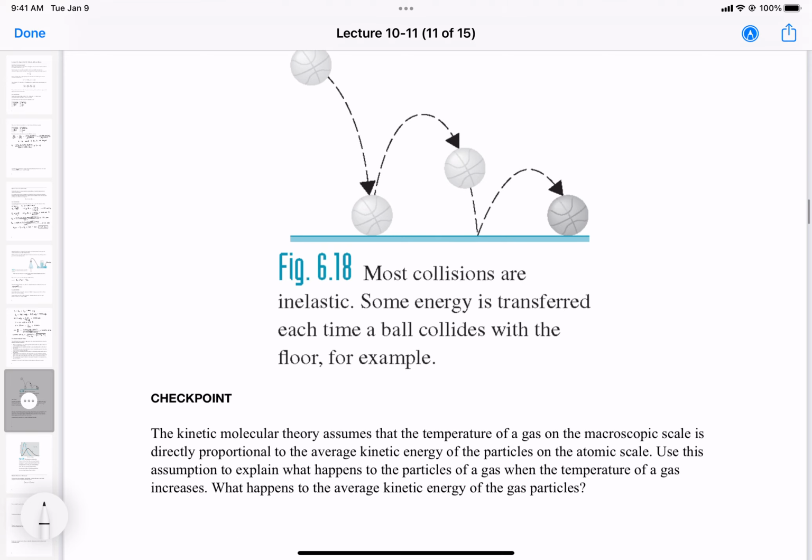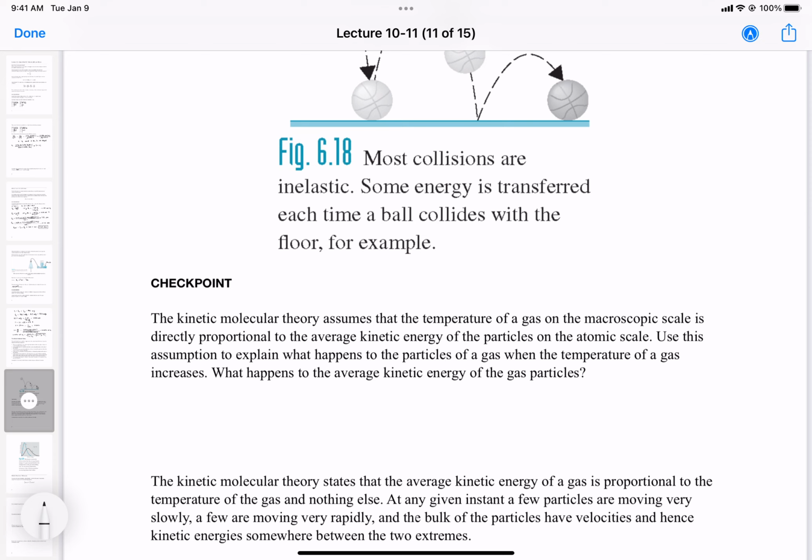Okay, so let's go over this checkpoint here. The kinetic molecular theory assumes the temperature of a gas on the macroscopic scale is directly proportional to the average kinetic energy of the particles on the atomic scale. Use this assumption to explain what would happen to particles of a gas when the temperature of a gas increases. So what happens to the average kinetic energy of the gas particles?